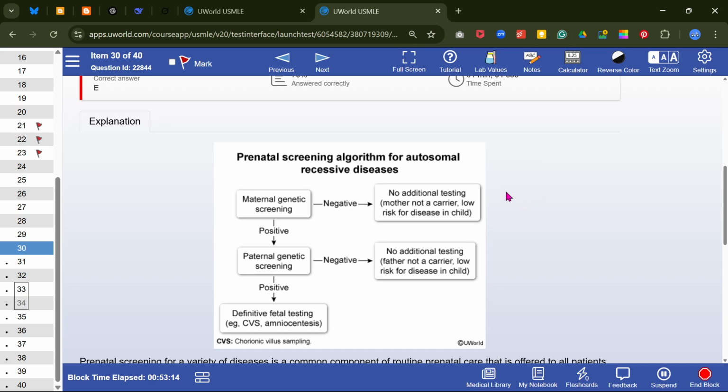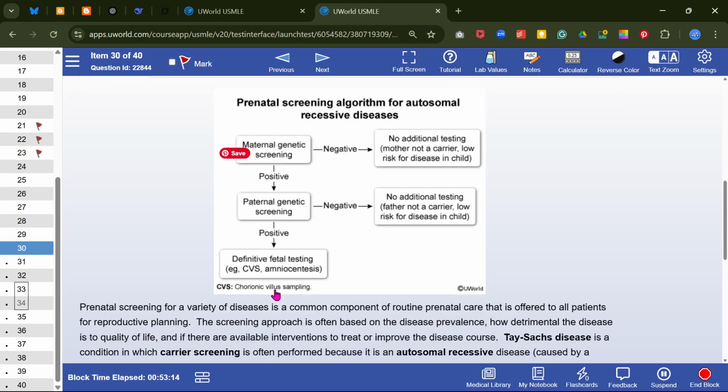So, the prenatal screening algorithm for autosomal recessive disease: maternal screening negative, no additional testing. Maternal screening positive, paternal screening negative, no additional testing. If maternal screening is positive and paternal screening is positive, definitive fetal testing, CVS or amniocentesis.